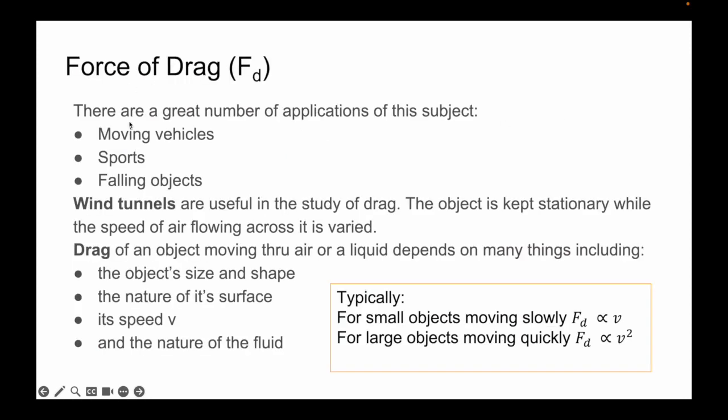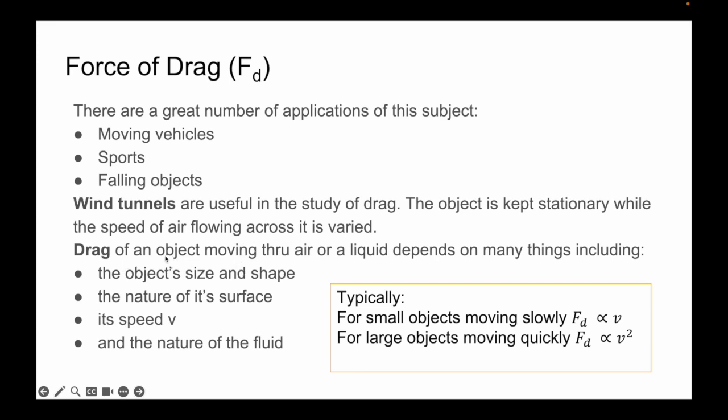So the force of drag, we can say that we can apply this to moving vehicles, to sports, to falling objects, and wind tunnels are a useful study of drag. And in a wind tunnel, we have an object that's kept stationary where the speed of the air that's flowing across it is varied.